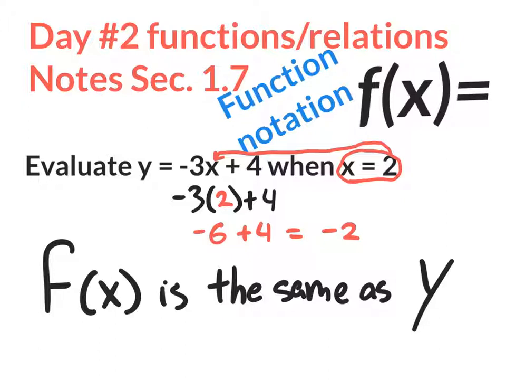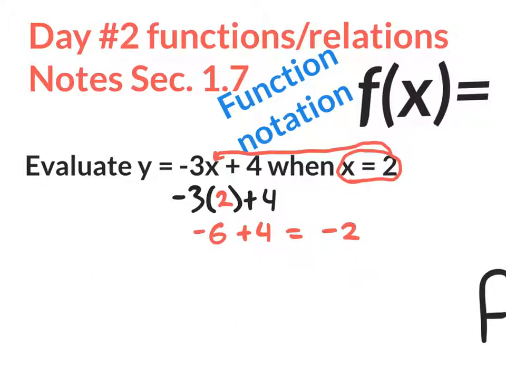f of x is the same thing as y. I mean, technically, it doesn't have to be f of x. It could be g of x, h of x, q of x, r of x. But that's how we read it. This is not saying f times x. This is saying f of x. So f of x is the same thing as y. Imagine this original y, instead of it being y, imagine it being f of x. Because after all, f of x is the same thing as y.